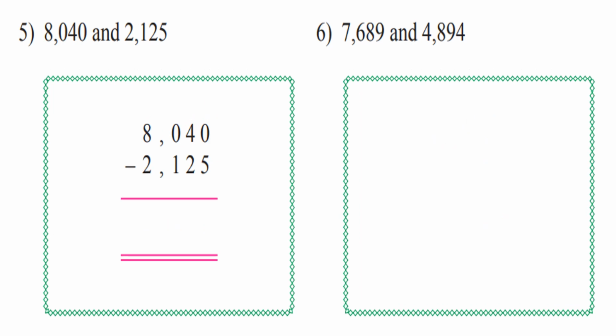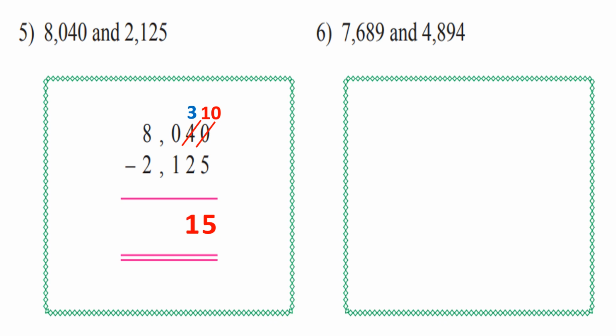Next is number 5. Number 5 is 8,040 and 2,125. Okay, we solve number 5. We start here from 0. 0 minus 5 cannot be. You borrow from the tens place, from number 4. 0 here becomes 10. Now 10 minus 5 is 5. 4 here becomes 3. 3 minus 2 equals 1.